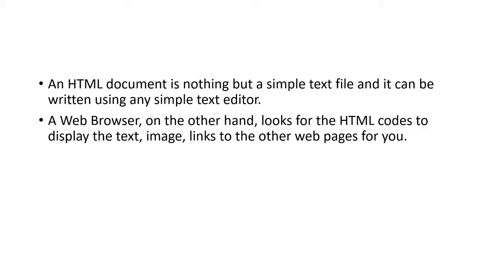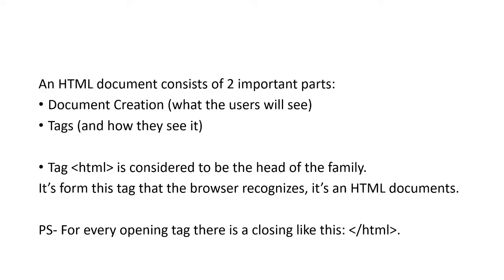So an HTML document is nothing but a simple text file, and it can be written using any simple text editor. A web browser, on the other hand, looks for the HTML code to display the text, images, and links to other web pages for you. An HTML document consists of two important parts: the document content, that is what the user will see, and the tags, how the user is going to see what you design.